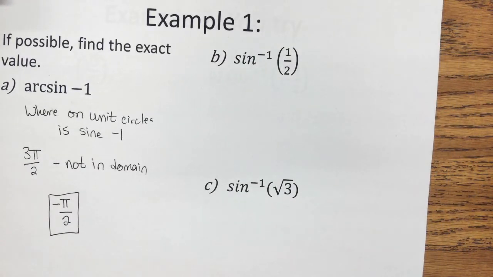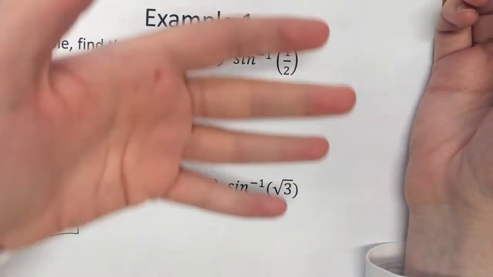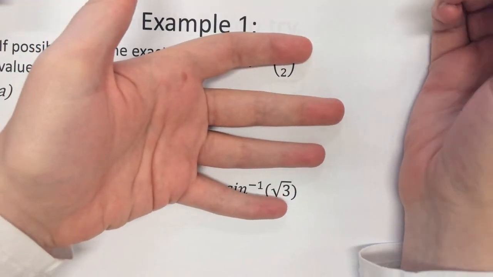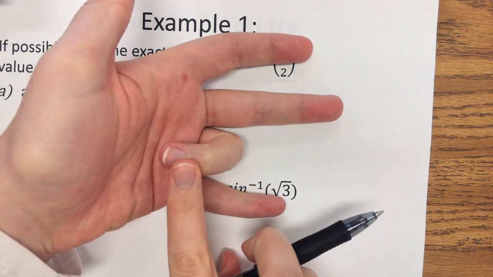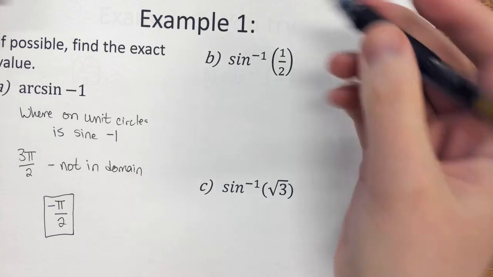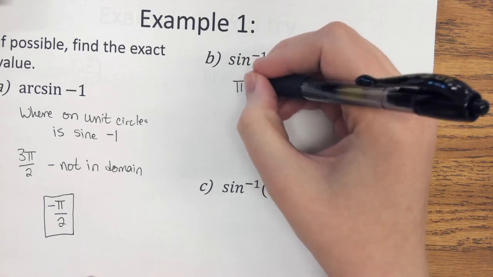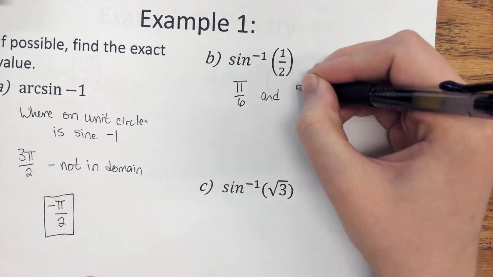Sine inverse of 1/2 works kind of the same way. Where on the unit circle is sine 1/2? You can kind of think of using your hand trick. If you're taking your left hand, I want sine to be 1/2, so I want one finger left below my turned down finger, which means I'm looking at those pi over 6 angles. Now the places that that's positive would be pi over 6 and 5 pi over 6, which is in quadrant 2.